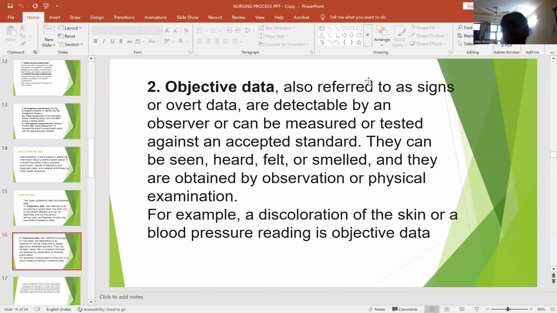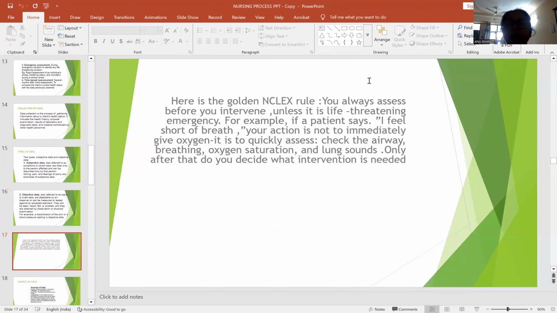For example, objective data we can take by checking the vital signs of the patient, by doing the physical assessment of the patient, by doing the inspection, auscultation, palpation, and percussion. We do the assessment. Okay, here is the golden NCLEX rule for all of you. You always assess before you intervene, unless it is a life-threatening emergency.